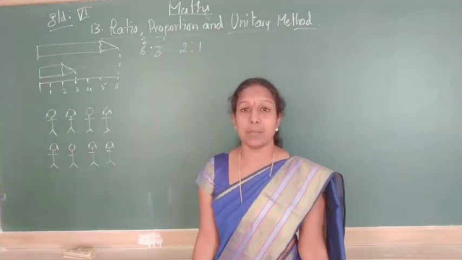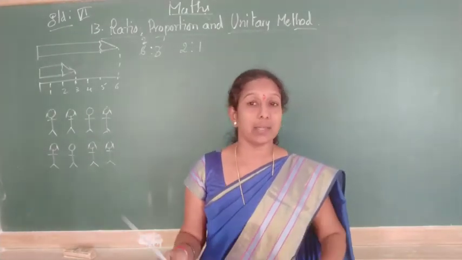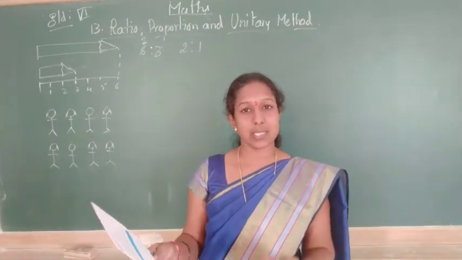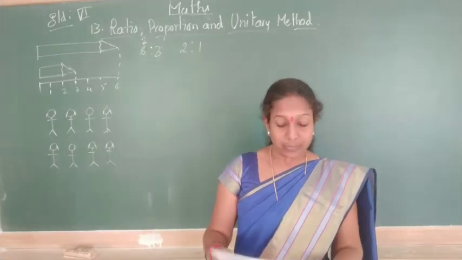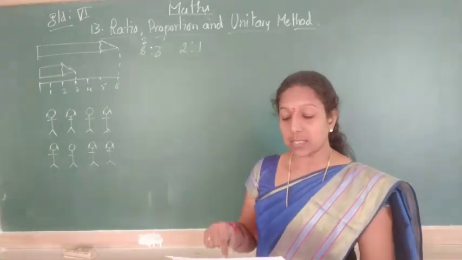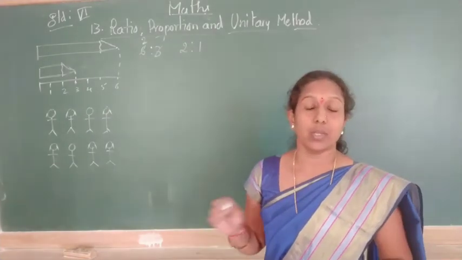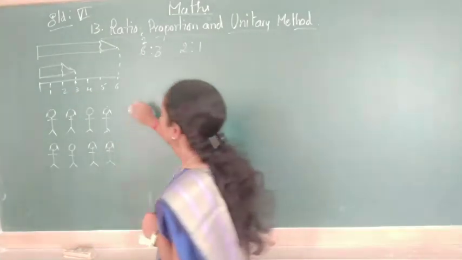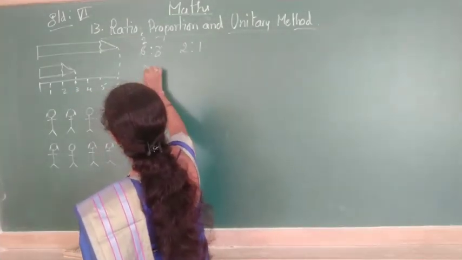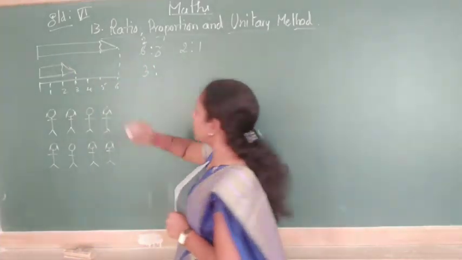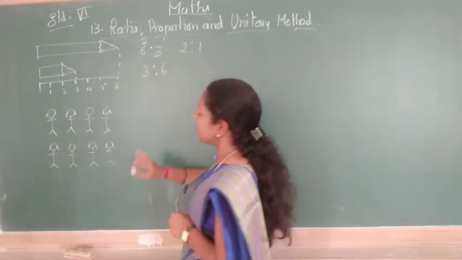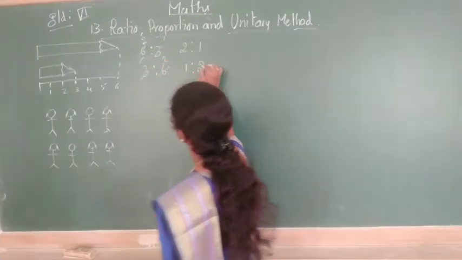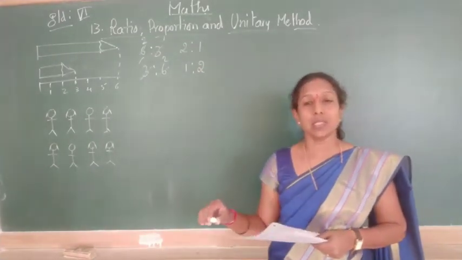But when we are writing, we must be careful. What they give first, we should write first. If they give it second, we have to write it second. Now let us solve the next one. The ratio of the length of the small pencil to that of the big pencil. So here what should I write? First I should write the length of the small pencil. What is the length of the small pencil? That is 3. What is the length of the big pencil? 6. So 3:6 is the answer. If I write in the simplest form, I can write it as 1:2. Got it? So this is how we will write.